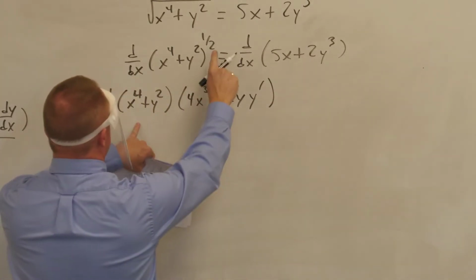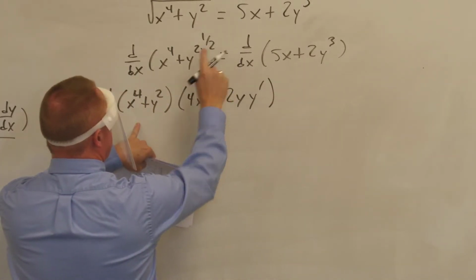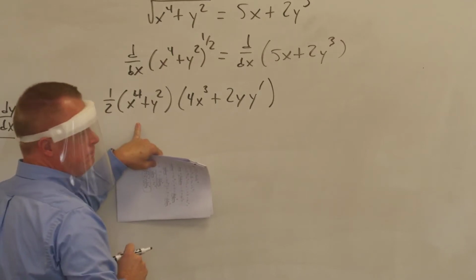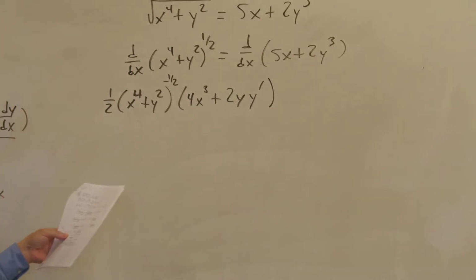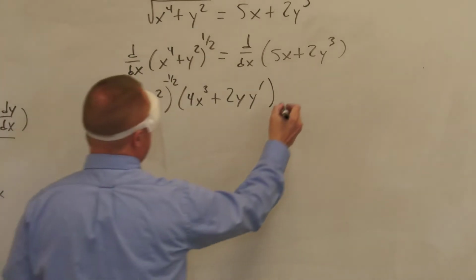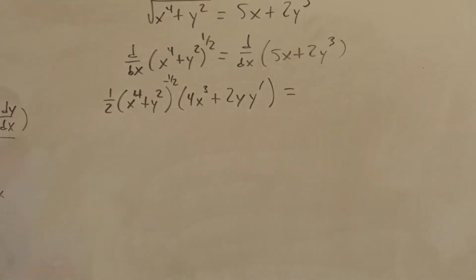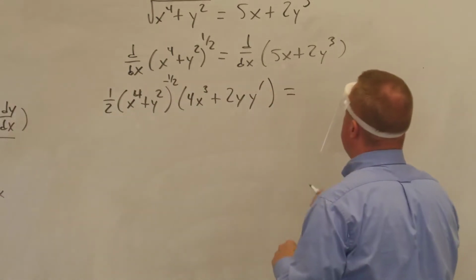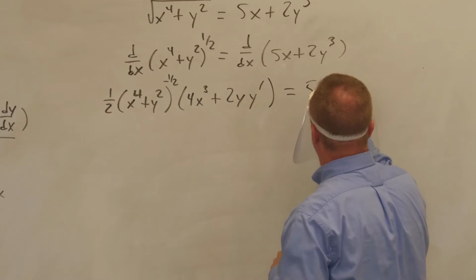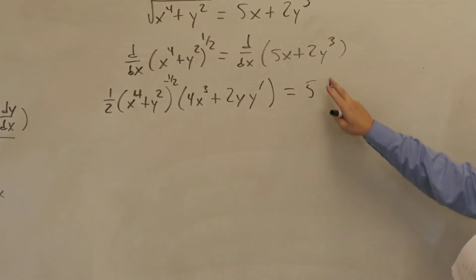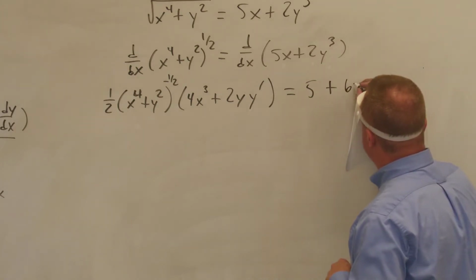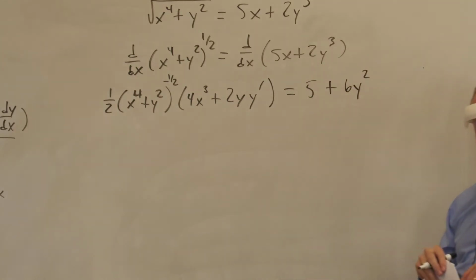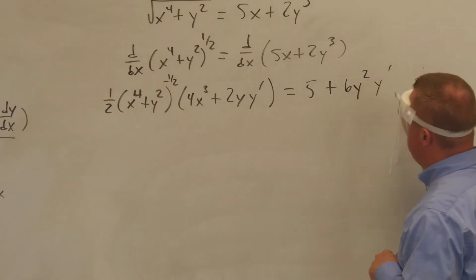I did not subtract 1 from the exponent here, did I? What is 1/2 minus 1? Negative 1/2. That should be right there. Okay? So that is the left side. Any questions about it? Now on the right side, the derivative of 5x is 5. Derivative of 2y cubed, just the power rule, 3 times 2 is 6 times y to the 2nd, but since I'm differentiating y with respect to x, I've got to multiply by dy/dx, which is y prime.